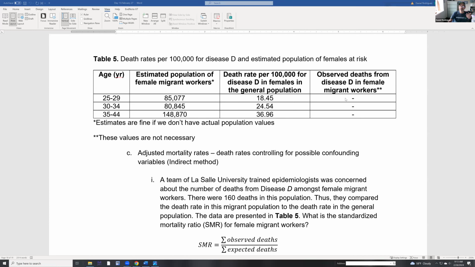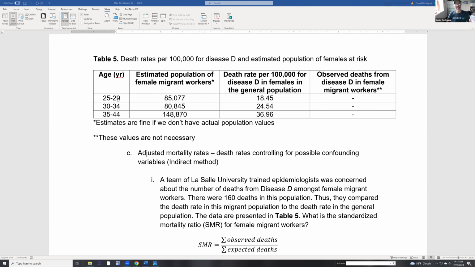And you'll notice that I don't have the observed deaths stratified, right? So I don't have the deaths per stratum. I don't really need that. I just need to know that I have 160 deaths. So what we want to do is compare that to what would be expected if we have the population mortality rates. So these are the general population mortality rates among the different age strata.